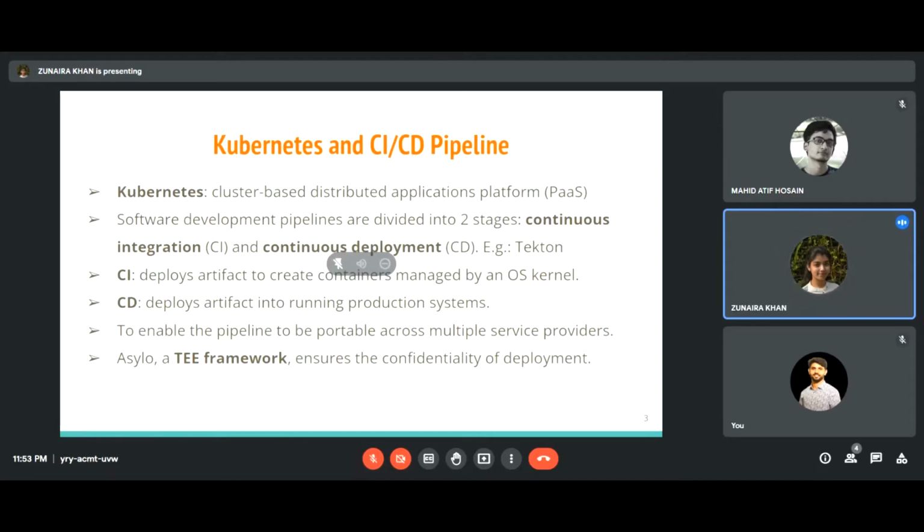And then we have the CD, which deploys artifacts into the running production system. This execution begins instantly, and if it does not, the pipeline fails and execution stops overall. This helps to create an automated or semi-automated pipeline, which ensures overall security against known attack vectors and enables the pipeline to be more portable across multiple service providers. Asylo, a TEE framework, ensures the confidentiality of deployment.